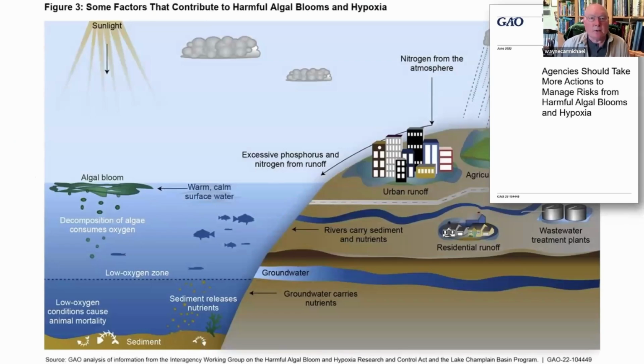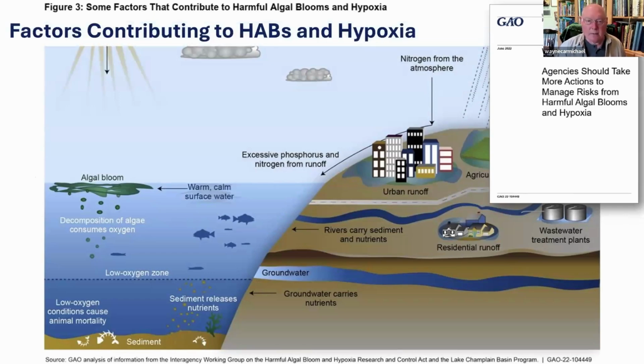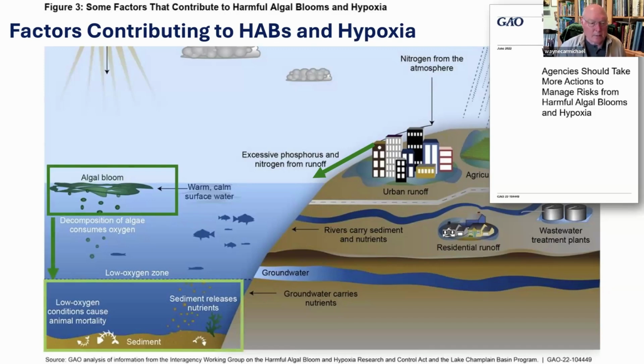Some factors that contribute to harmful algal blooms and hypoxia. This cartoon will be used to illustrate, in more than one situation, how we can move on. We recognize that land use provides excessive phosphorus and nitrogen runoff. That runoff leads to algal bloom formation. Algal blooms decompose and consume oxygen. That decomposition product settles into the sediments. Those sediments build up. The low oxygen conditions in those sediments lead to animal mortality.